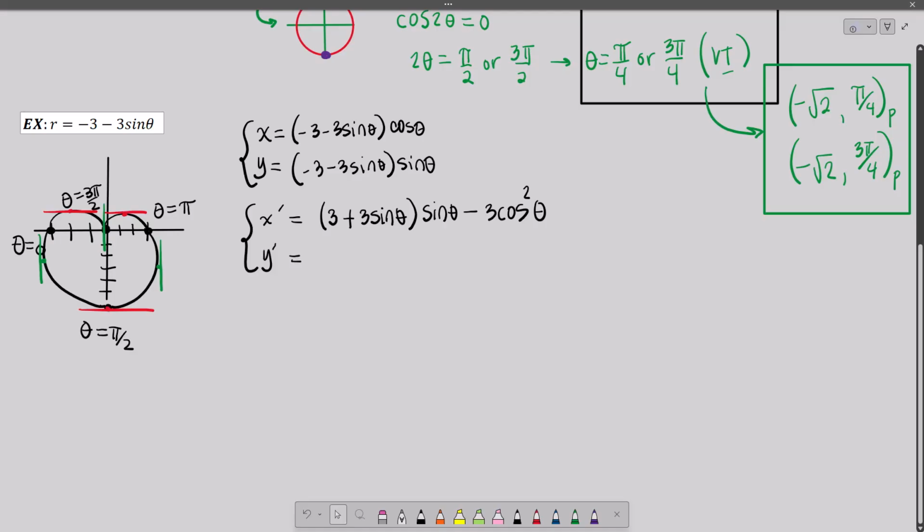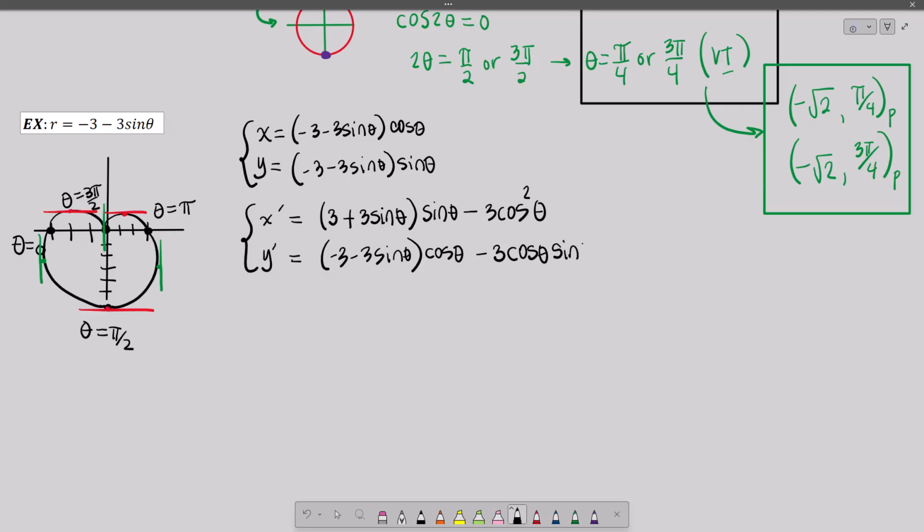Second one, we have first, derivative of second. The derivative of second is cosine. Plus derivative of first times second. The derivative of first again, we just did it up there, is negative 3 cosine theta, but then we multiply by sine. Well, there's our product rule.